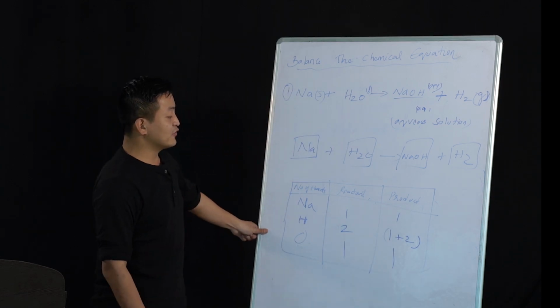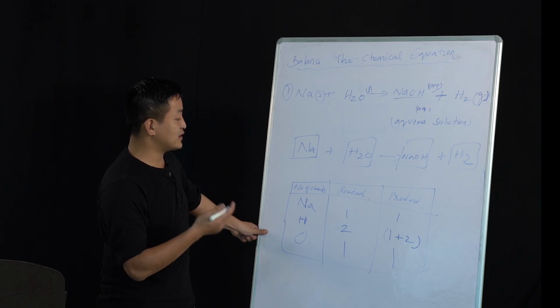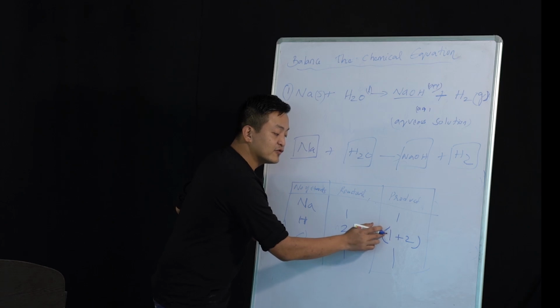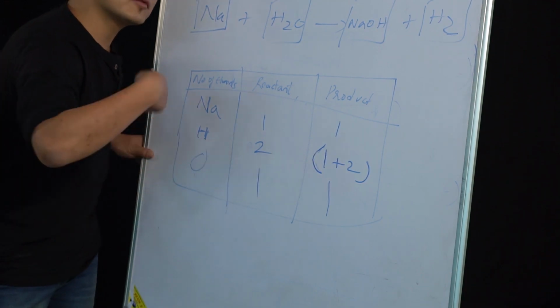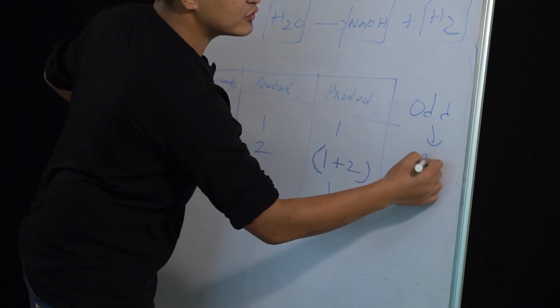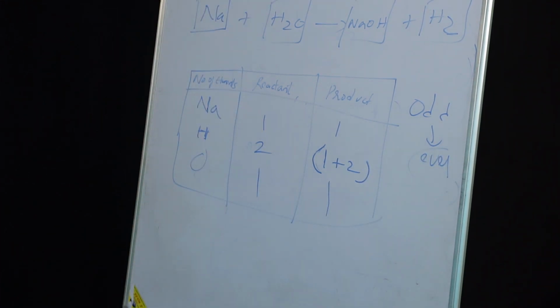So instead of thinking too much about this one, how do we balance this one? I'll give you one idea when you face this kind of situation: whatever odd number you have, try to convert it into even. Because if we have all even numbers, we'll be able to balance it very easily.